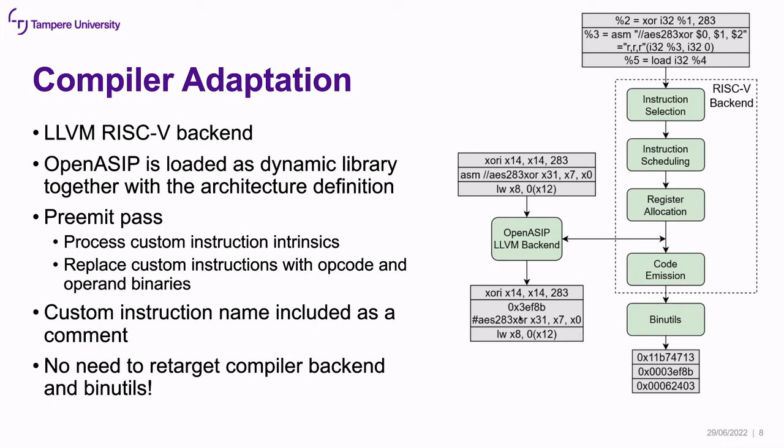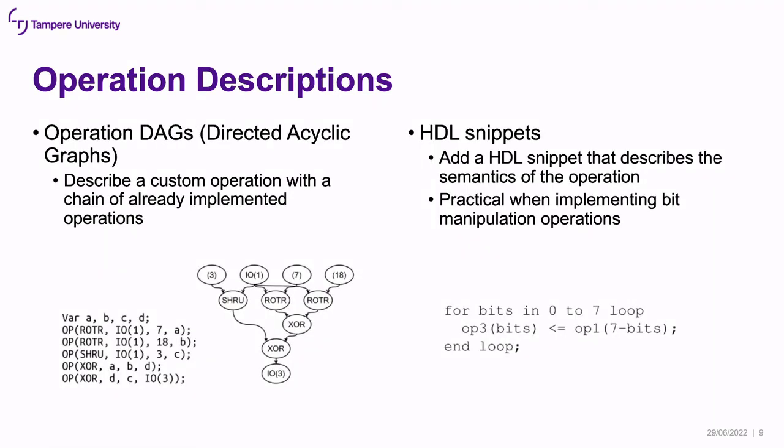After the program is compiled, we can process and link it with other tools such as binutils. And after that, we have a generic instruction image where all instructions are expressed as instruction binaries. Now moving to the hardware generation and operation description side. OpenASIP has two ways of describing operations. In the first option, operations are described as a chain of already implemented operations in a directed acyclic graph.